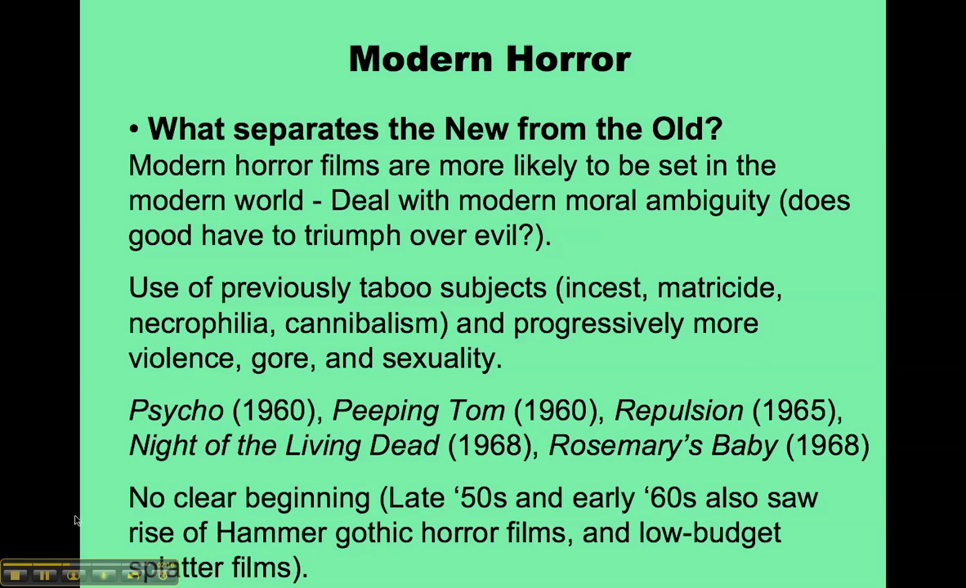So there's no real clear beginning to modern horror films. There were still a lot of late 50s and early 60s horror films that were still gothic horror films, remakes of those by British Hammer Studios, which were basically bloodier versions of Frankenstein and Dracula. And then also low-budget splatter films, which are modern in some ways, not so modern in others, but they're really hard to talk about in a theoretical context because they're so terrible. But we'll talk about that next week when we actually watch one of those.